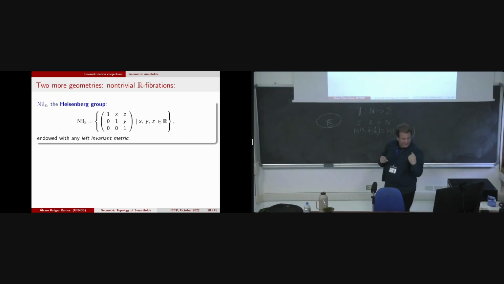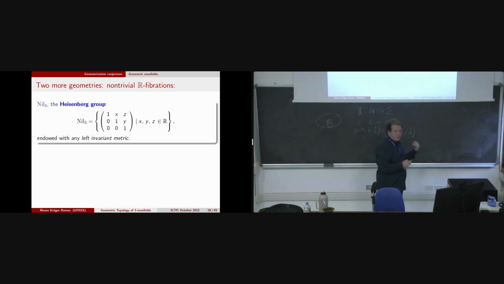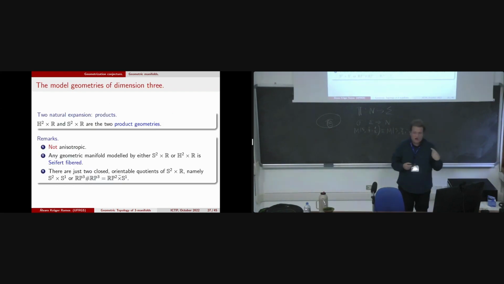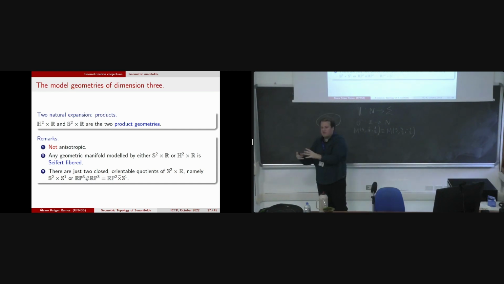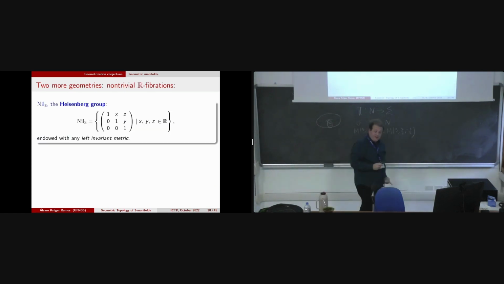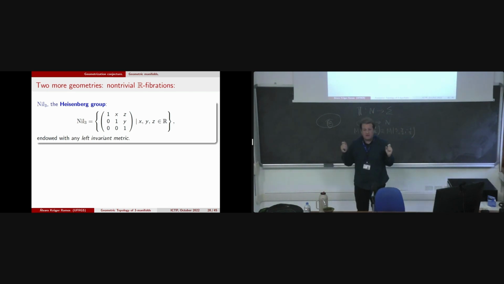Okay, now we have two more geometries, which are non-trivial R fibrations. Like you have a fiber R over H2 or a fiber R over S2. Now you have non-trivial fibrations over spaces. You have the Heisenberg group, which is called Nil, endowed with any left invariant metric. Any left invariant metric on this group is going to be maximal in the sense of isometry group.